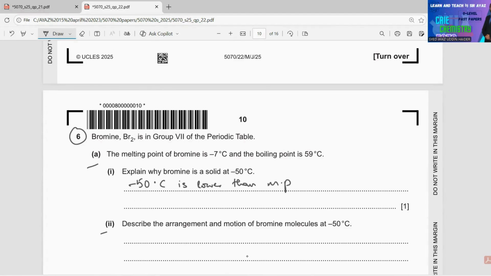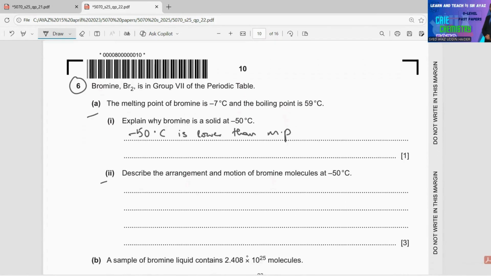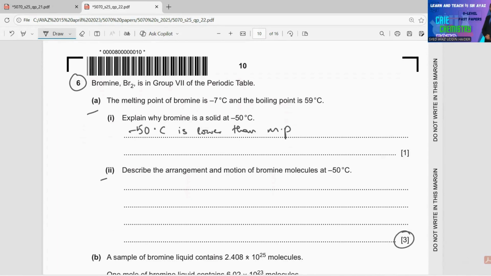Number 2, describe the arrangement and motion of bromine particles, molecules at -50 degrees centigrade. Now this question is of 3 marks, so you have to write 3 points. Now they are asking about the arrangement and motion of particles. So for the arrangement, we will talk about the pattern and packing of the particles. So I will write: particles are in a pattern and closely packed together.